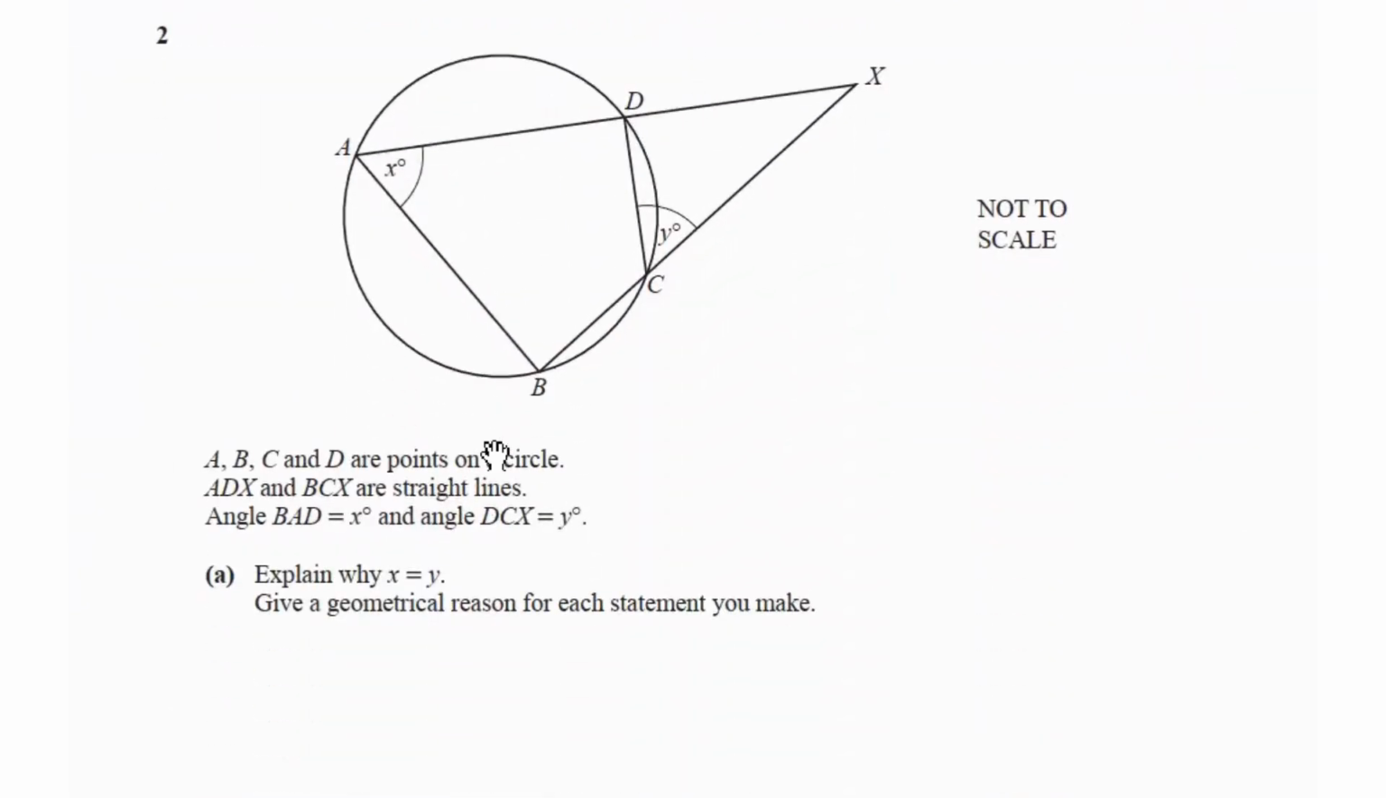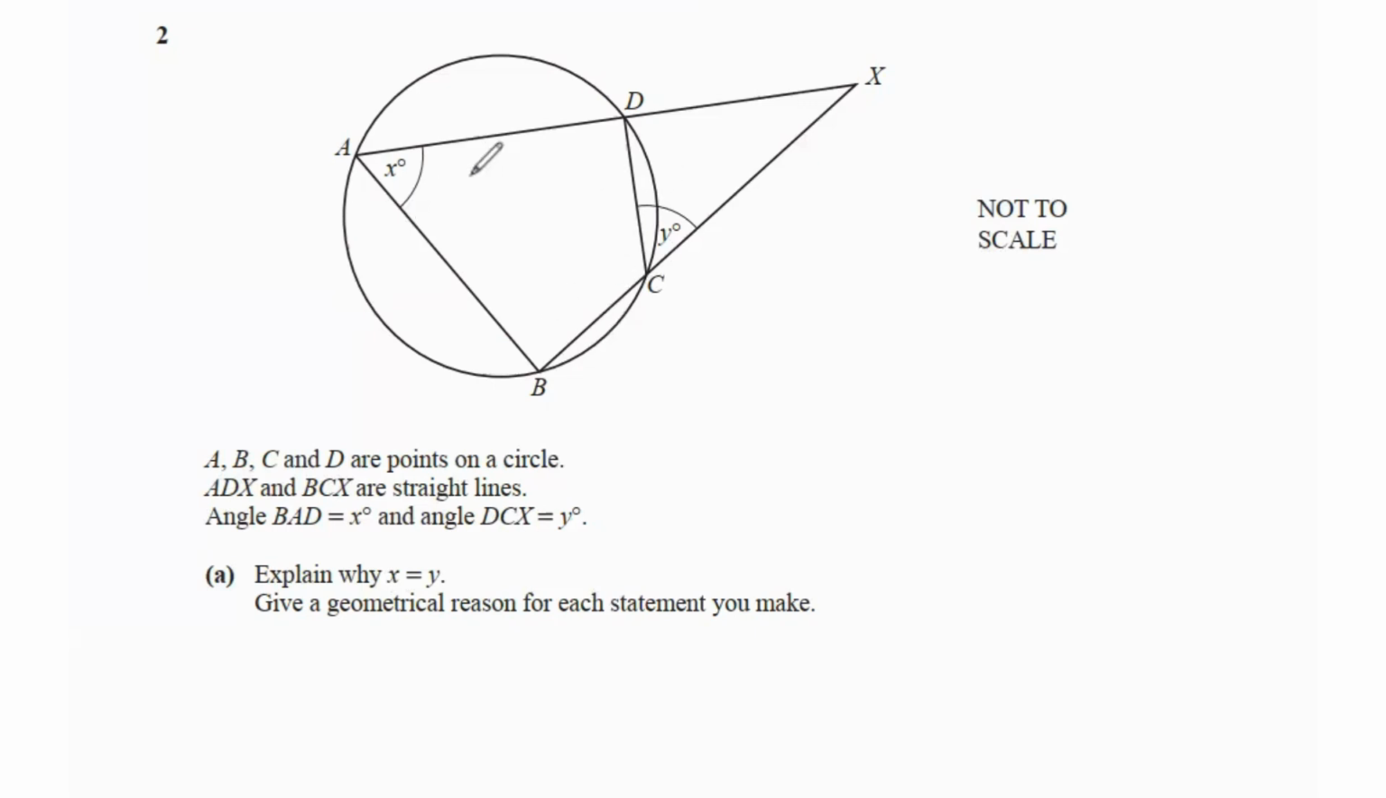Question 2 says A, B, C, and D are points on a circle. ADX and BCX are straight lines. Angle BAD is x degrees and angle DCX is y degrees. Explain why x equals y. Give a geometrical reason for each statement you make.